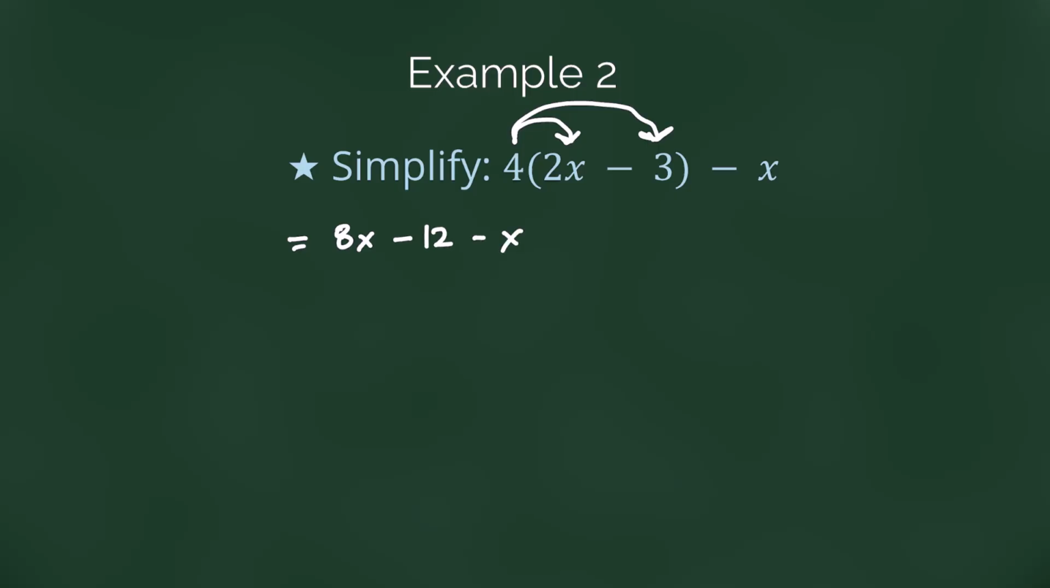So now we can see that we have 3 terms, 1, 2, 3. We're going to look for the like terms, so I'm looking for things that have the same variable to the same power. So I have an 8x and a minus x that I'm going to combine. Those together will give me a 7x. And then I have a minus 12 left over by itself, that has no terms that are like it, so our final answer is 7x minus 12.